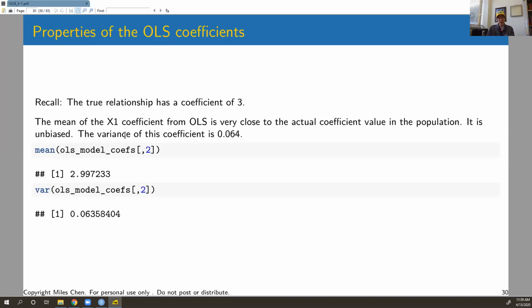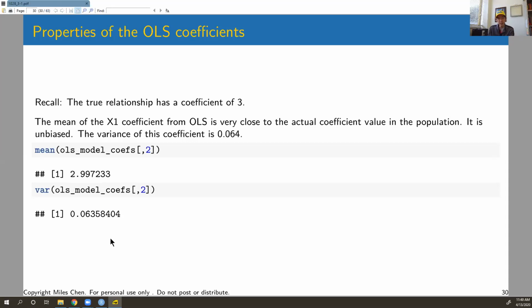When we look at the mean, we fit the ordinary least squares model 100 times to different random samples of data, where the true coefficient is 3. If I take the mean of all of these 100 OLS models, we get something very close to 3. If I did this a million times, I would certainly get something even closer to 3. And then here's the variance: the variance on that x1 coefficient is 0.06.